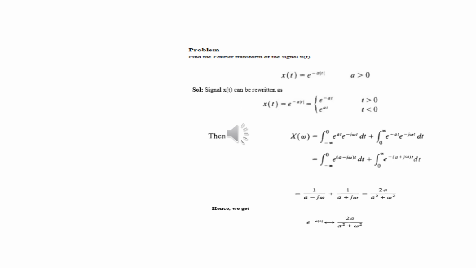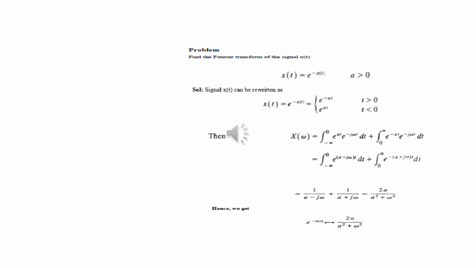So the question is, find the Fourier transform of the signal x of t, where x of t is given as e to the power of minus a determinant t, such that a is greater than 0. Solution: the signal can be rewritten as x of t equal to e to the power minus a determinant t, which is e to the power minus at when t is greater than 0 and e to the power at when t is less than 0.